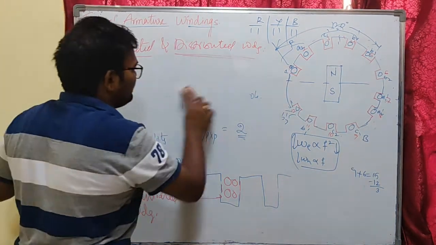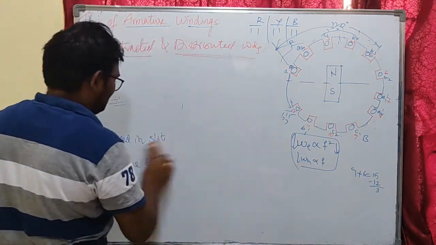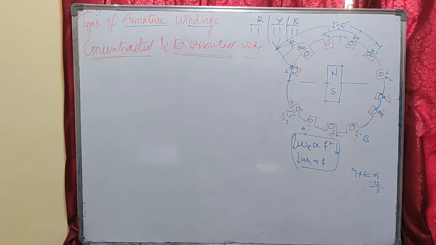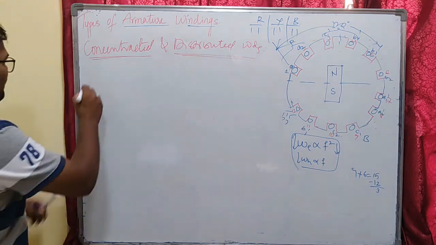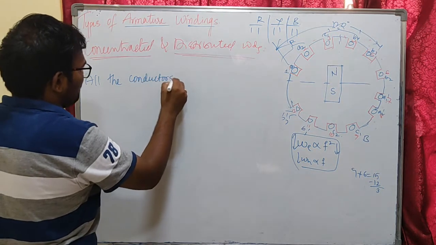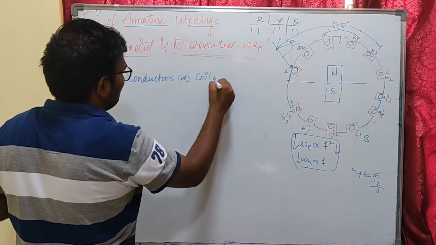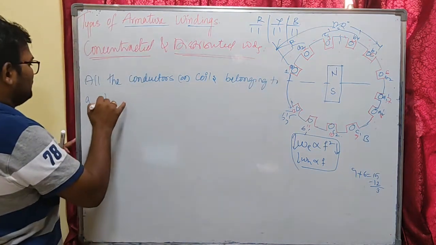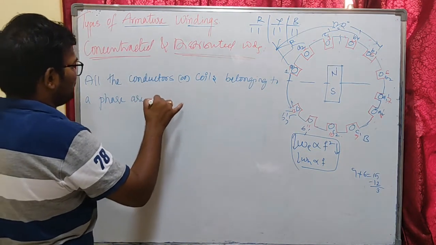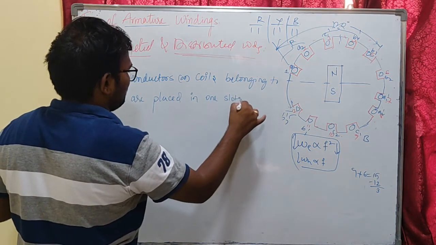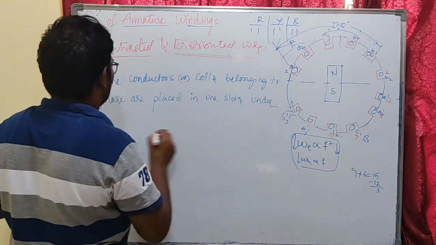Now let us see what is the distributed winding. Let me write the definition for concentrated winding. All the conductors or coils belonging to a phase are placed in one slot under each pole.